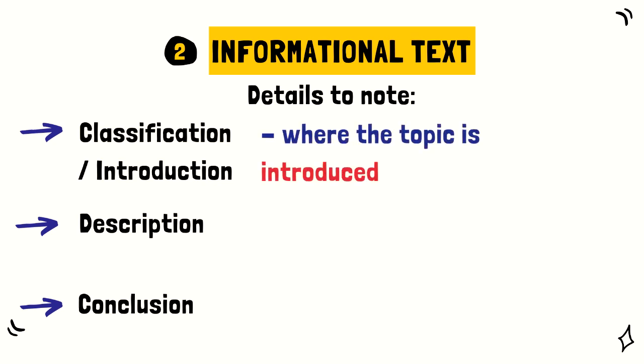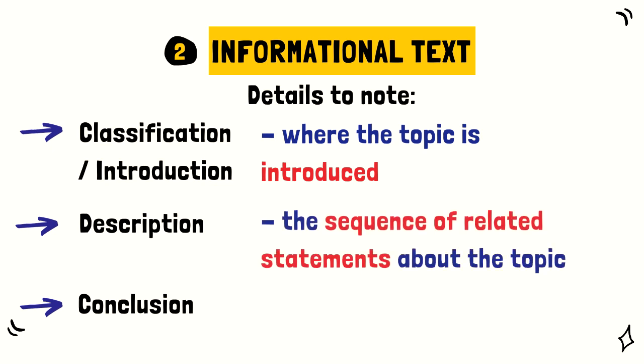Classification is where the topic is introduced. The description is the sequence of related statements about the topic. The conclusion is the ending of the text. It reflects what the author wants the readers to remember.